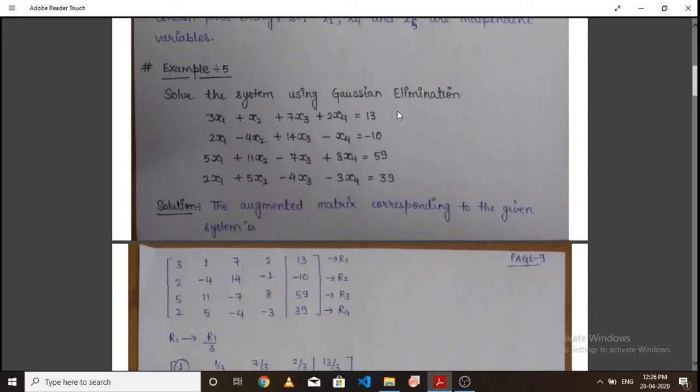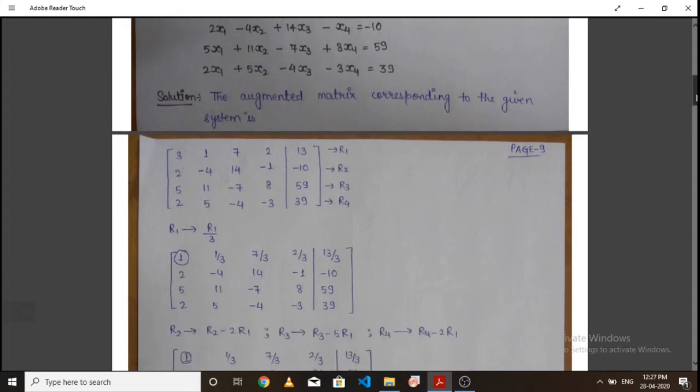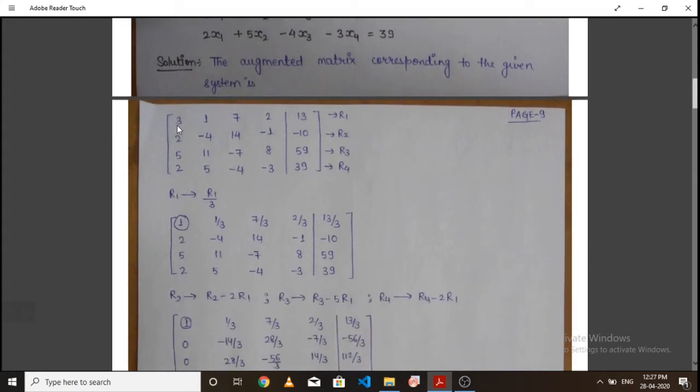Next is example number 5, where you have to solve the system by using Gauss elimination method. The very first step is writing the augmented matrix corresponding to the given system. Then mention row 1 by R1, row 2 by R2, row 3 by R3, row 4 by R4. This is my first step. Now second, you have to start with the 1,1 entry and try to make it into 1. This can be done by dividing R1 by 3. Since we are making changes in R1 only, R2, R3, R4 remain unchanged. So the resultant matrix becomes like this.